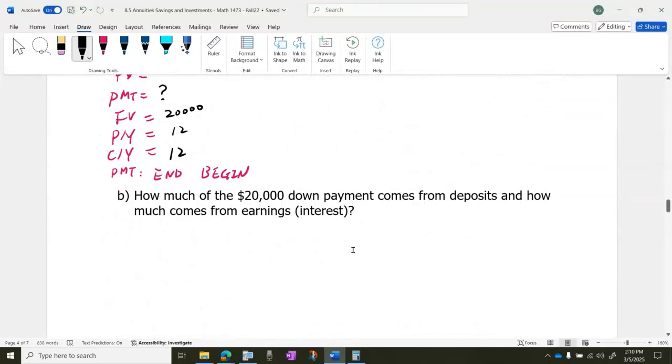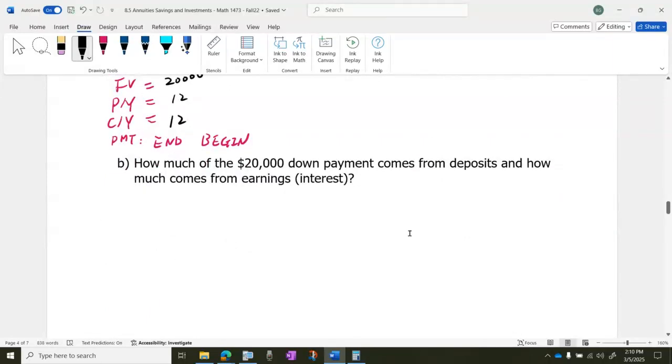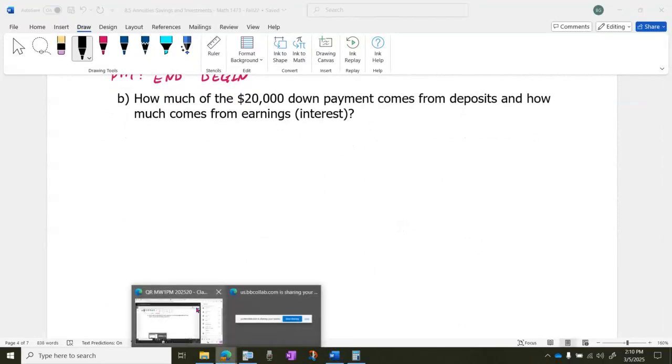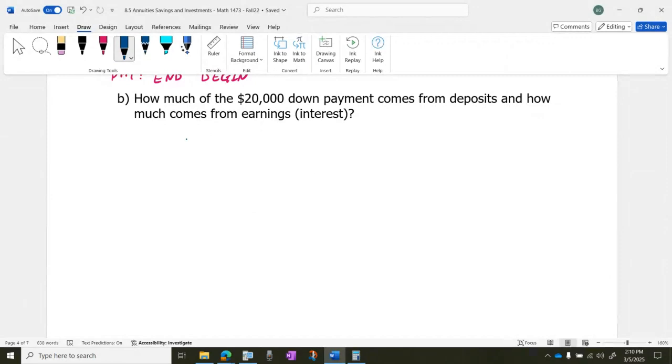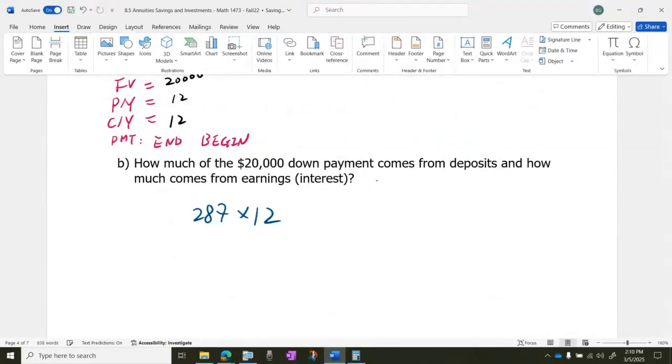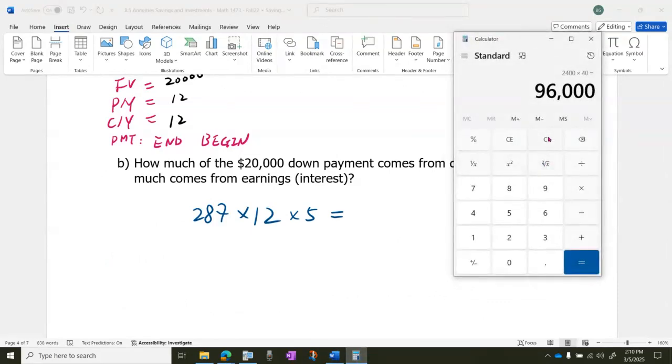And the part B, how much of the 20 grand down payment comes from your deposit, and how much comes from the interest from the bank. Okay, let's finish this one. So let's see how much you have put in. You deposited the result we got from part A, $287 every month. Times 12 is how much you deposit in 1 year, times 5 is how much you deposit over 5 years, right? So let's do the calculation on the calculator.